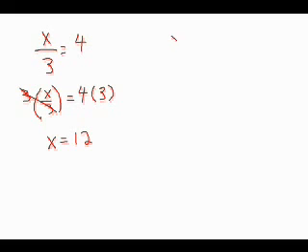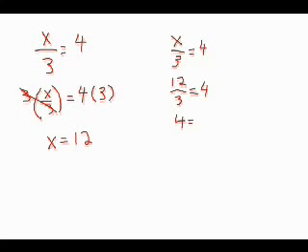You can check your answer. If we go back to the original equation, x over 3 equals 4. We substitute our solution, which was 12. So instead of writing x, we write 12. And 12 divided by 3 is 4. So we have a statement that says 4 is the same as 4, which of course is true. So this solution must be true.